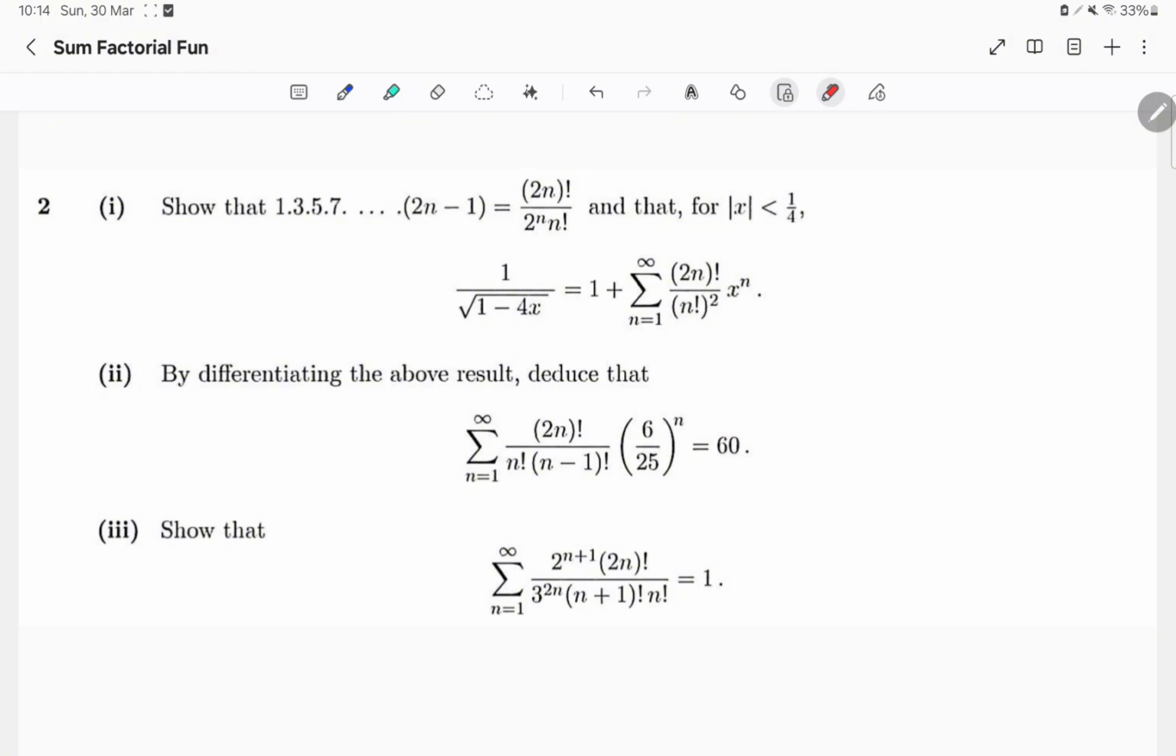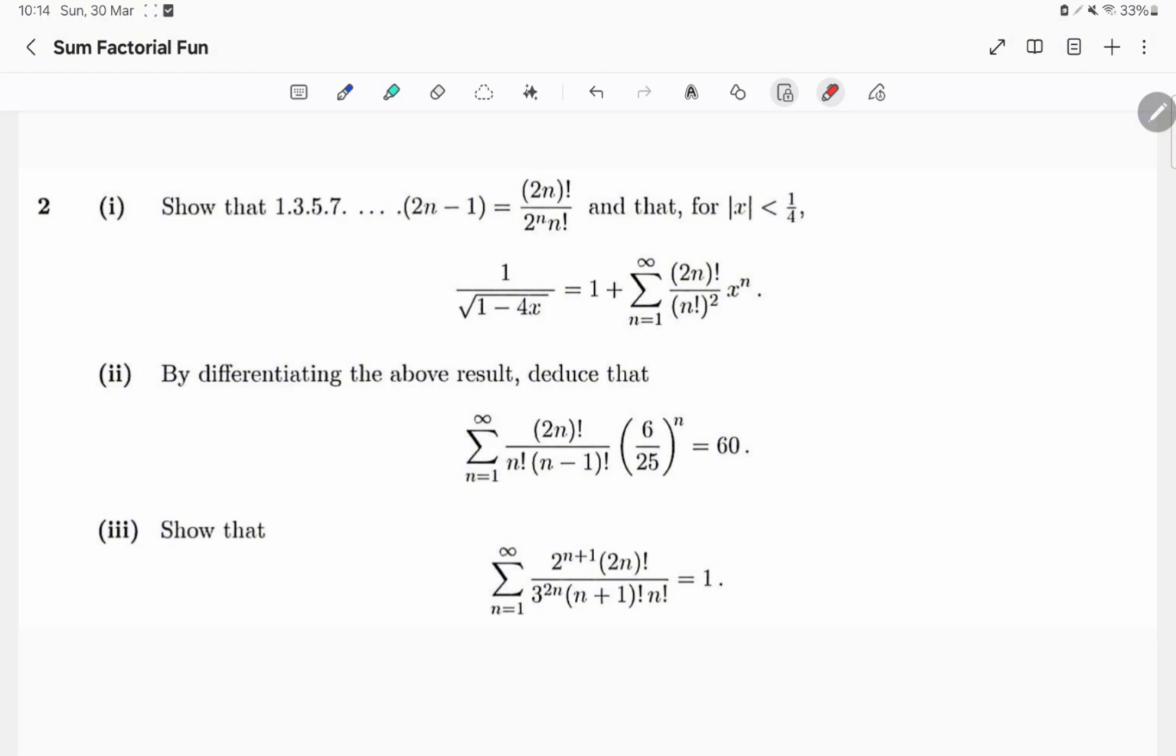Part 2. By differentiating the above result, deduce that the sum from n equals 1 to infinity of the factorial of 2n over the factorial of n multiplied by the factorial of n minus 1 multiplied by 6 over 25 all to the n is equal to 60.